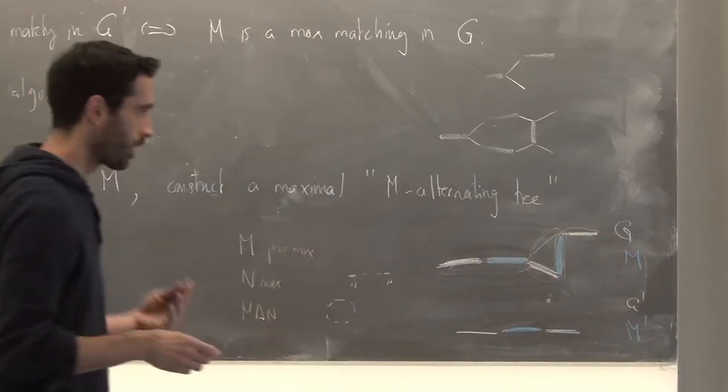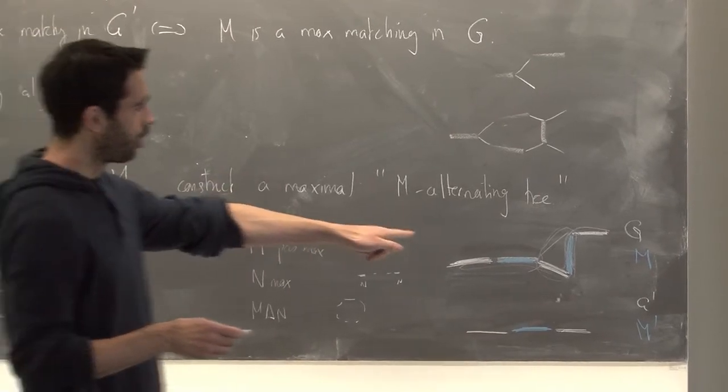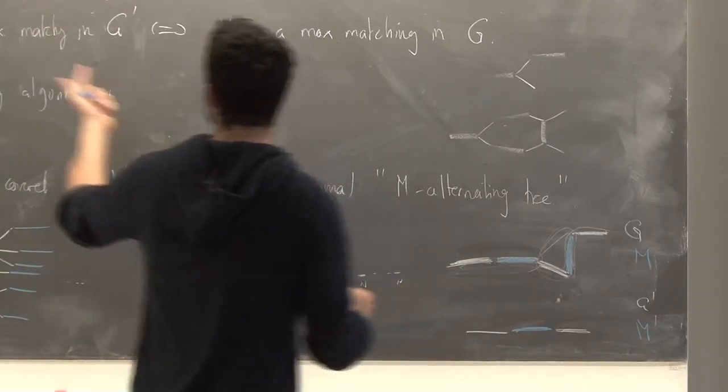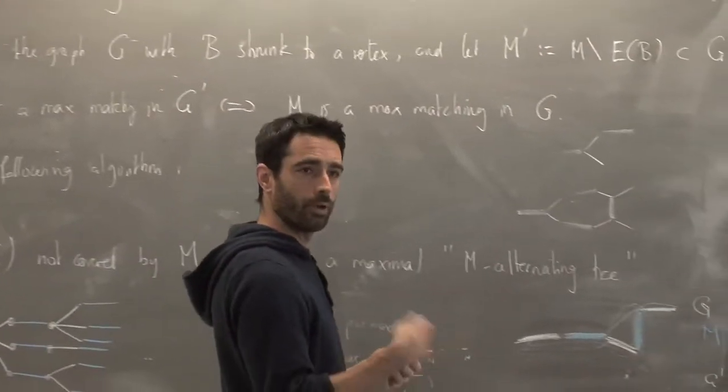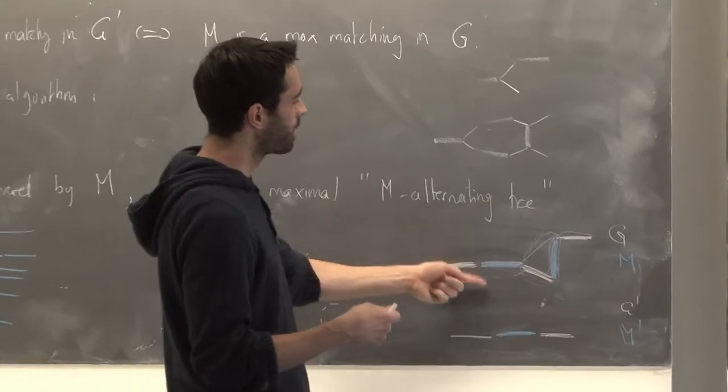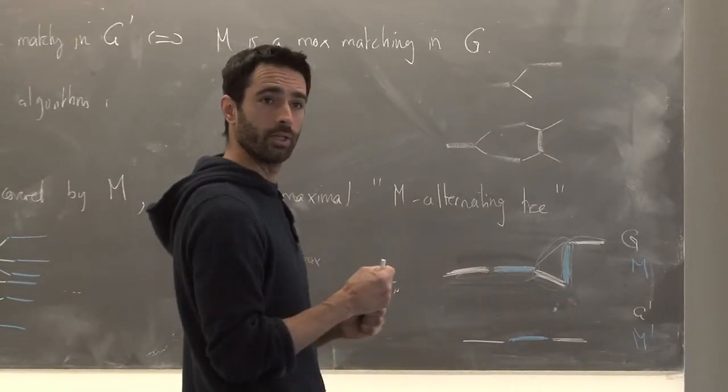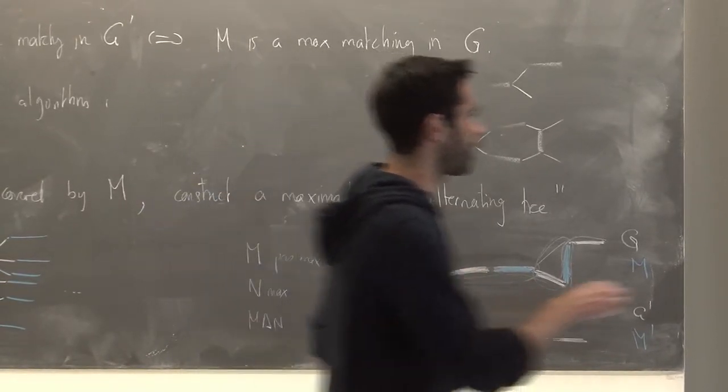So I should have said this before. Not only do you know that you have a perfect matching if and only if, but actually what you're looking for, that is the M augmenting path, you don't lose any information when you shrink the blossoms. Okay, maybe that's a little bit more clear.